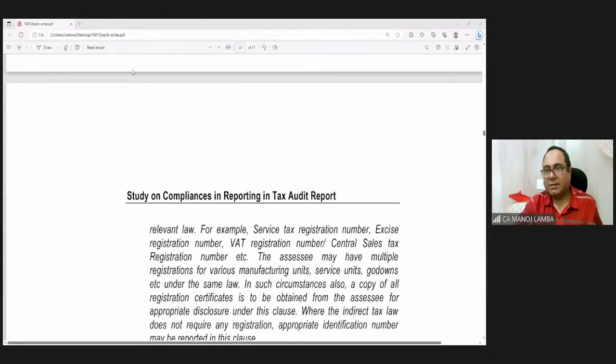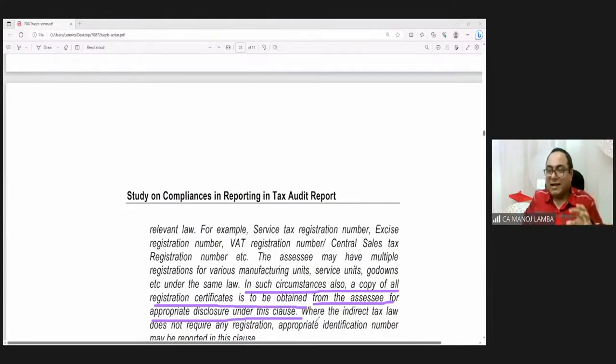Under the relevant law, for example, service tax registration number, excise registration number, VAT registration number, CST registration number. The assessee may have multiple registrations for various manufacturing units, service units, godowns under the same law. In such circumstances, my dear friend, a copy of all registration certificates is to be obtained from the assessee for appropriate disclosure under this clause, meaning thereby for maintenance of a proper working paper to make it audit evidence.